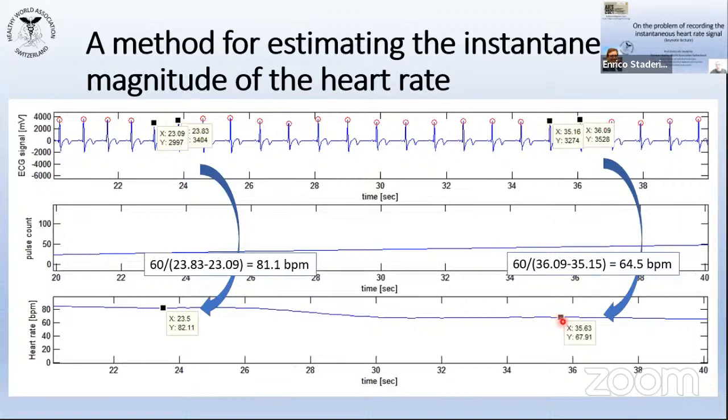We can detect the heart rate wherever. You see, now I put the data tip here between the two. This means that I have an idea of what the instantaneous heart rate is, even if I'm not exactly at the position of each heartbeat.